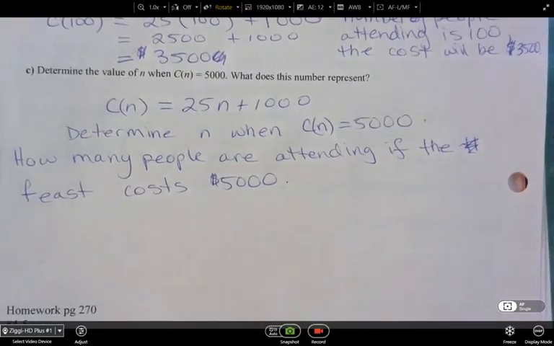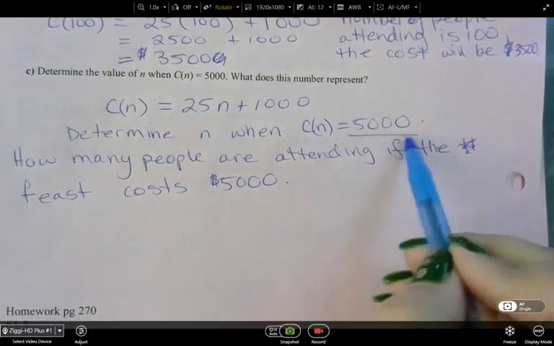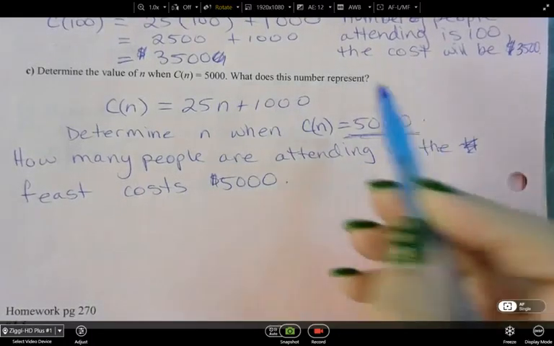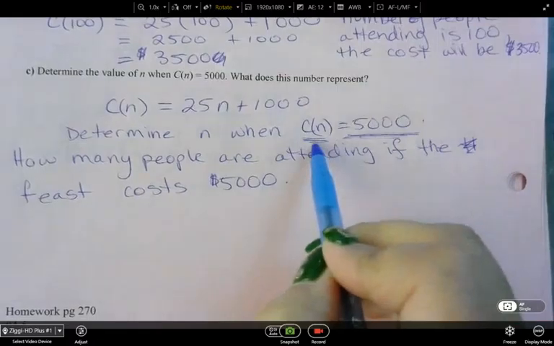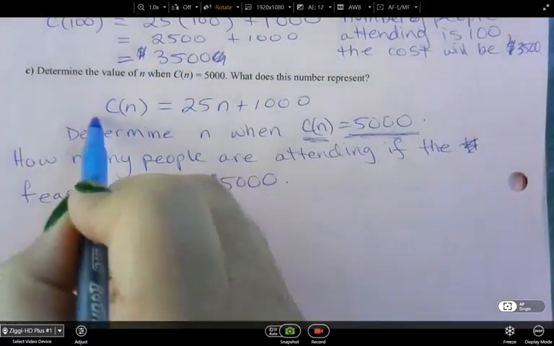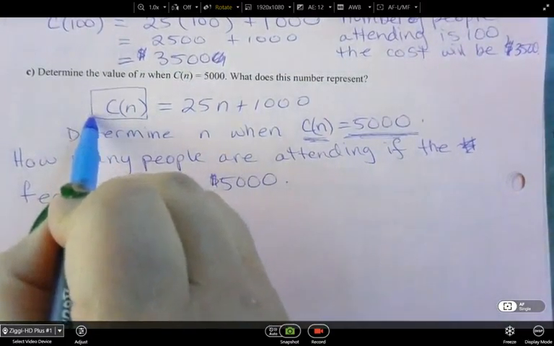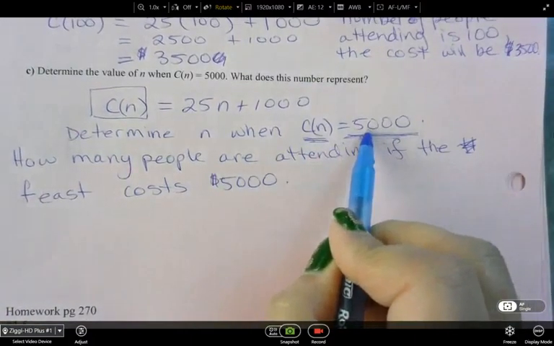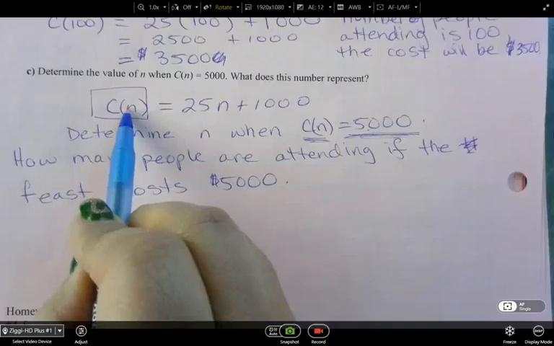All right, so how do we set this up? Well, where do I put this 5,000? Where does this number go? So it says it's equal to C of n right here, right? So that's what C of n is over here in the equation. So where should I put the 5,000? What's my new equation going to look like?